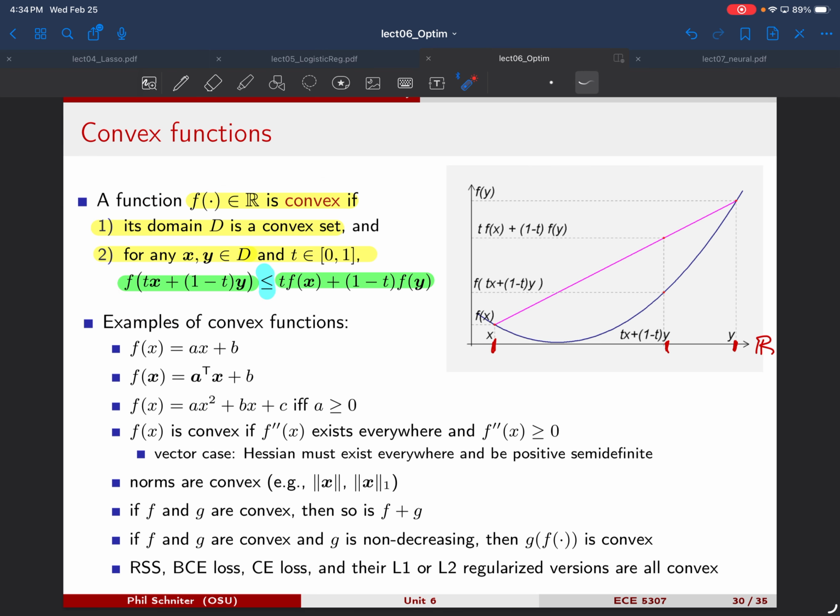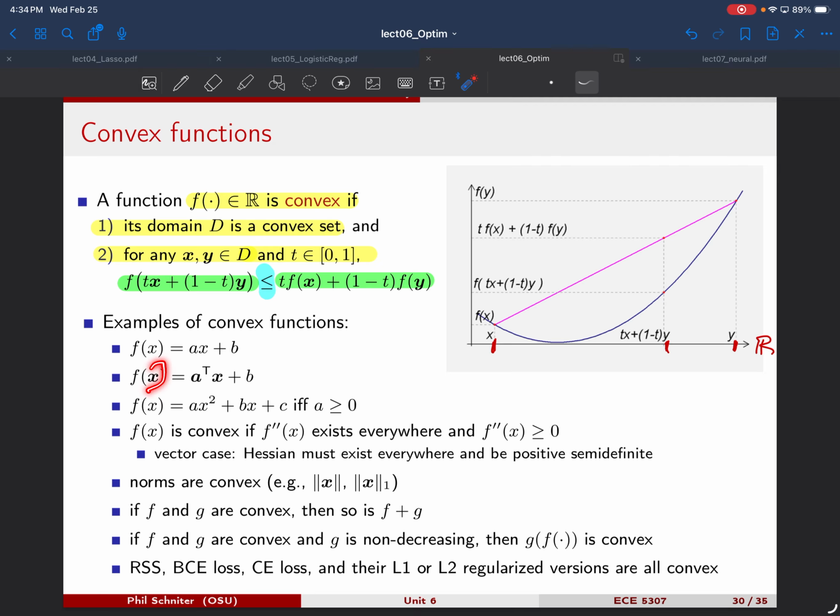Okay, so here are some examples. If I have a one-dimensional input, scalar input, and I have any kind of linear function, that would just be a line, that is convex. Basically, you have an equality in that case, but that counts as less than or equal to.